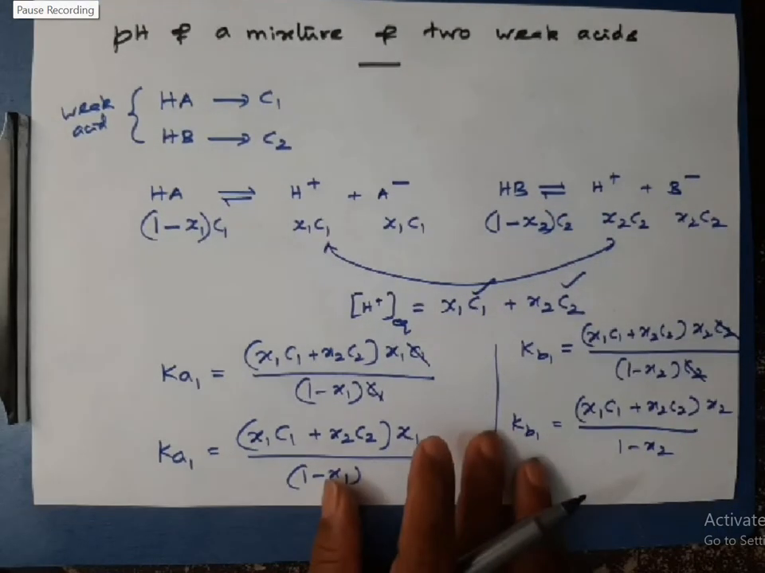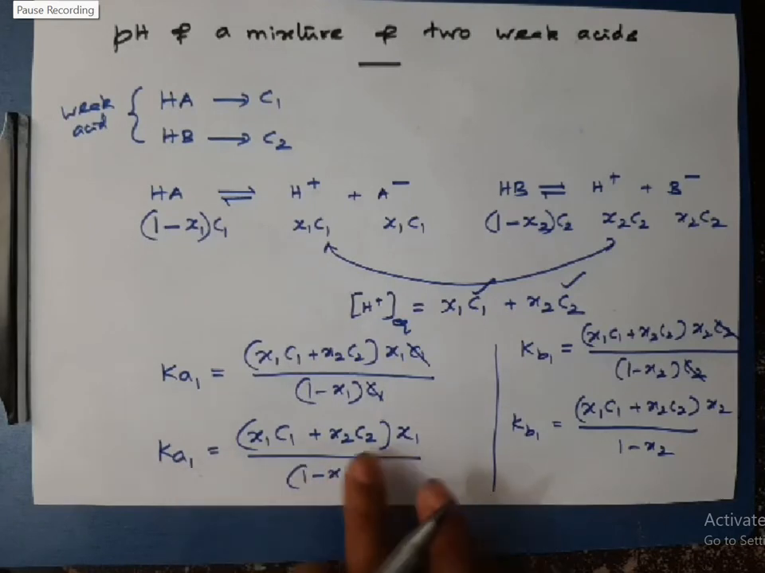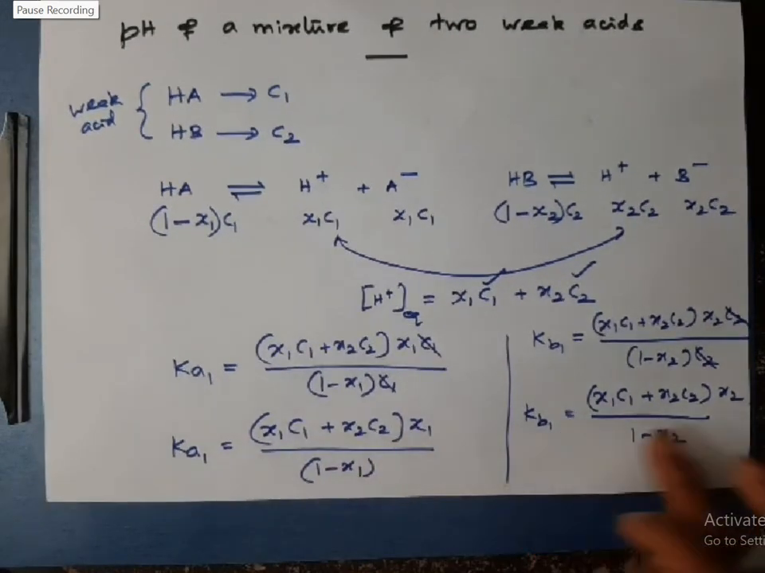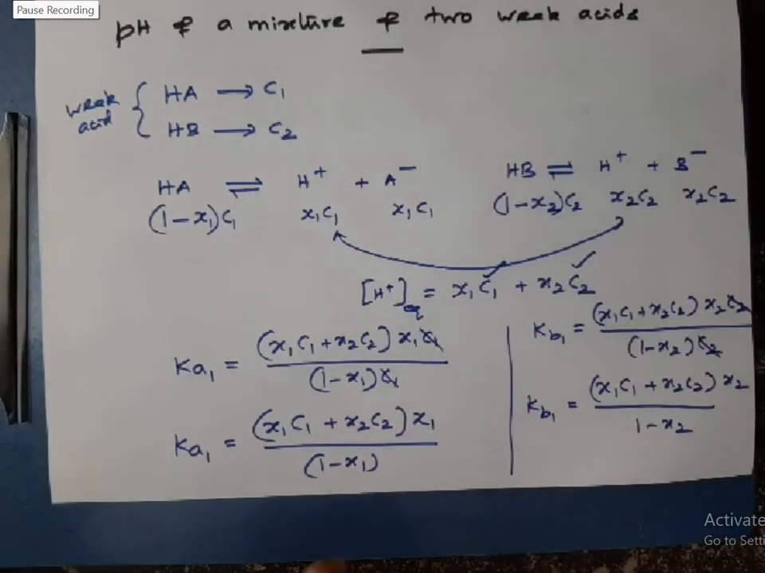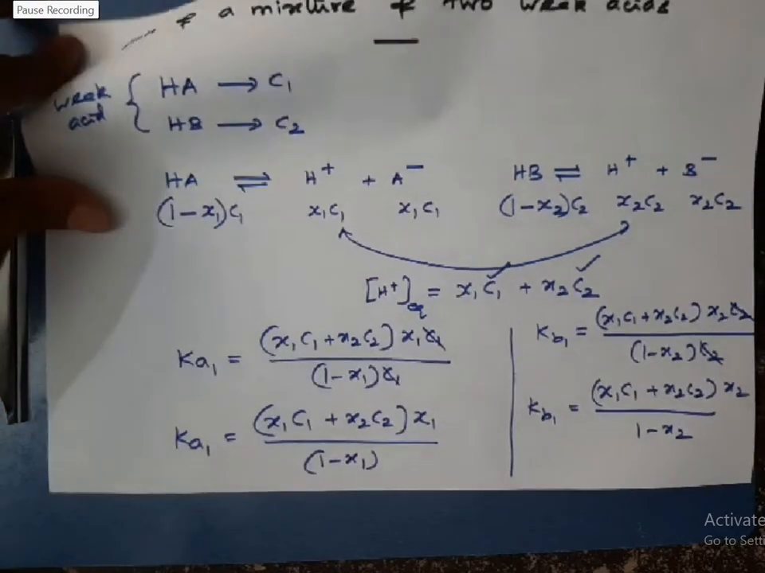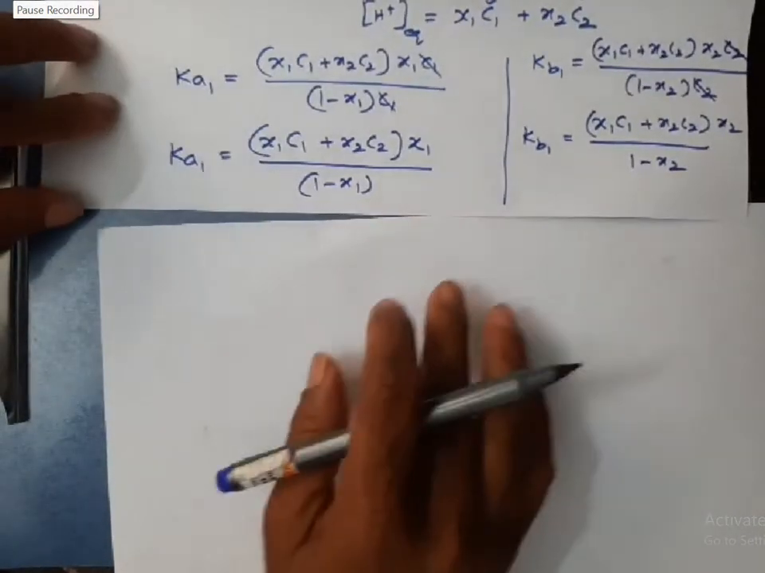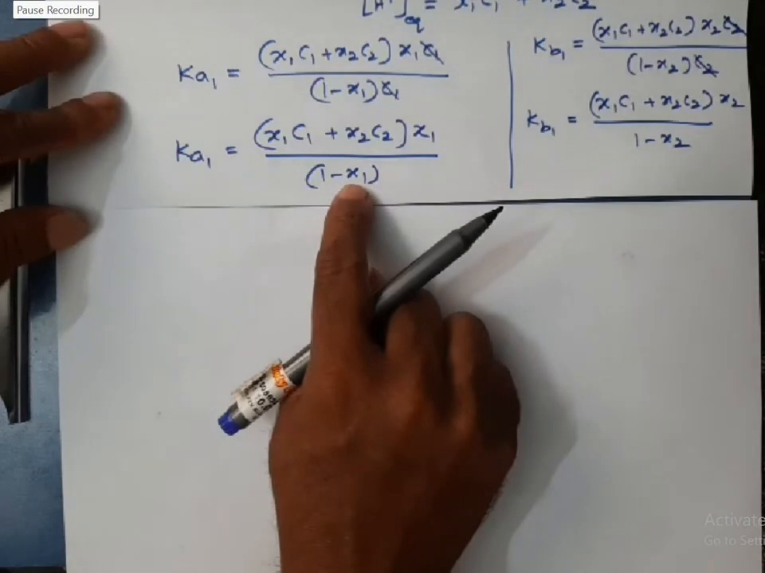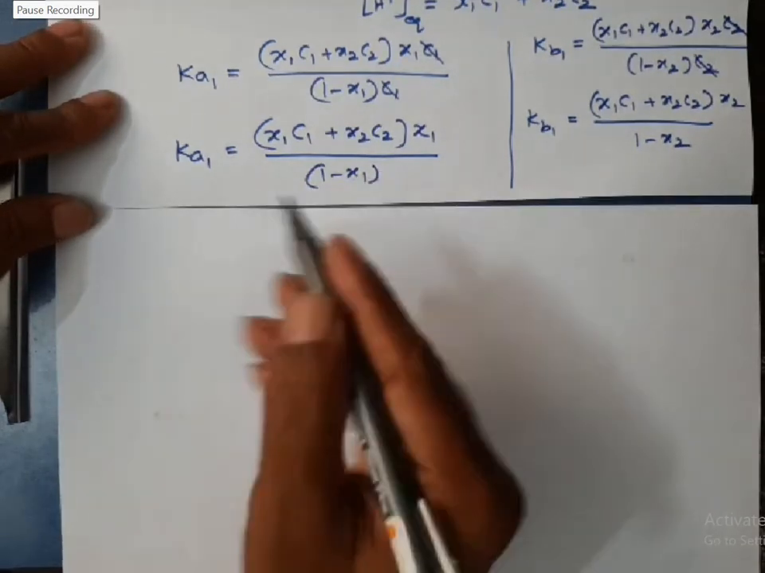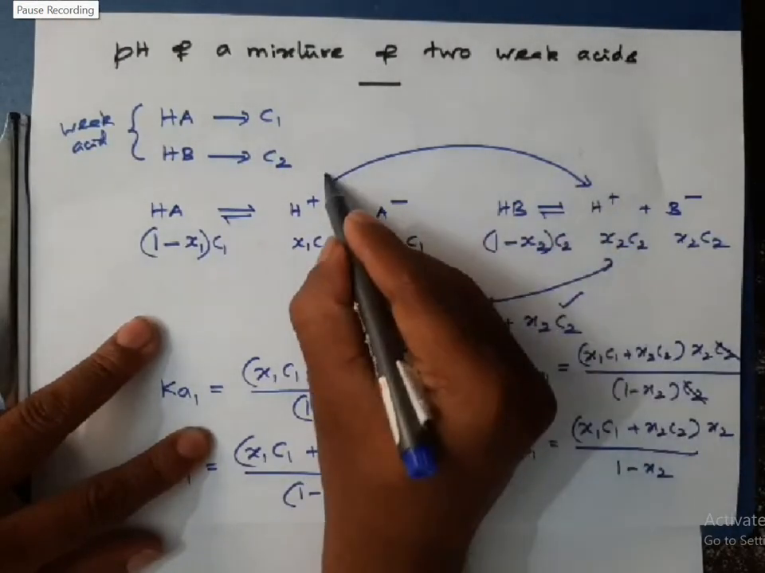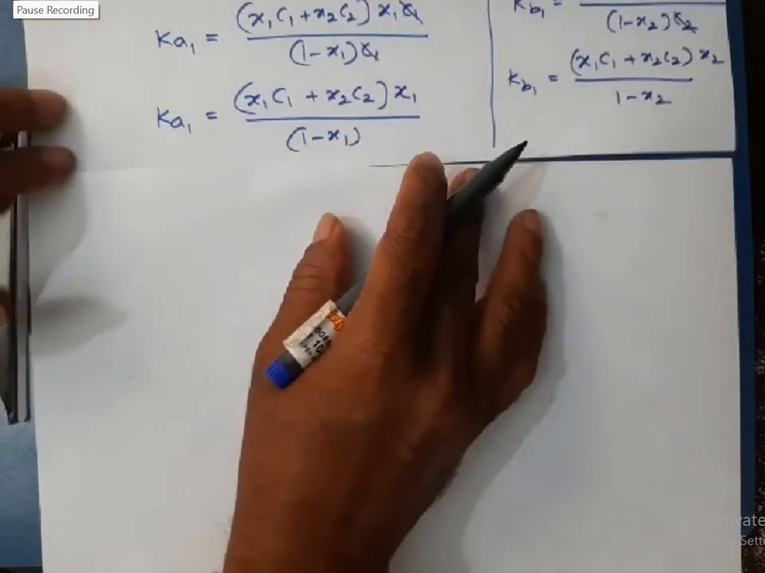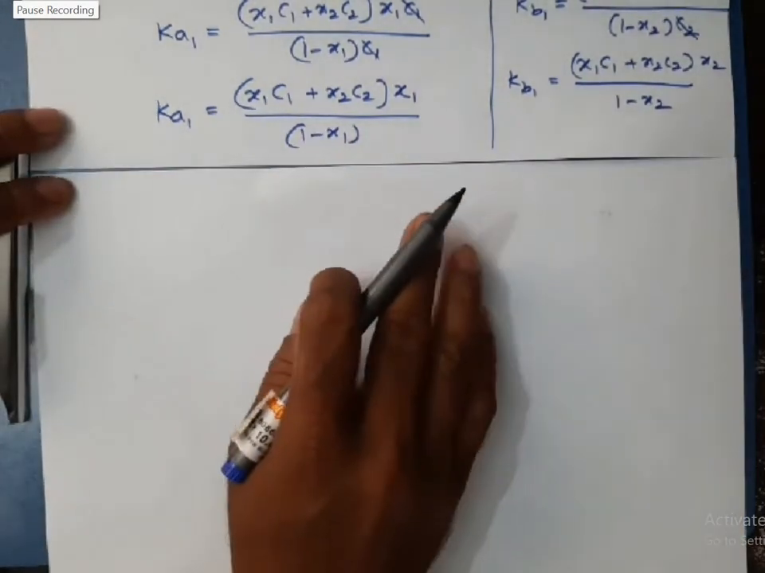Now I'll multiply both sides of this equation by C1 and both sides of this equation by C2. But before doing that, let me make some simple assumptions here. Here also the common ion effect will operate. Therefore, the degree of dissociation is suppressed, so the x1 and x2 values are both very, very small.